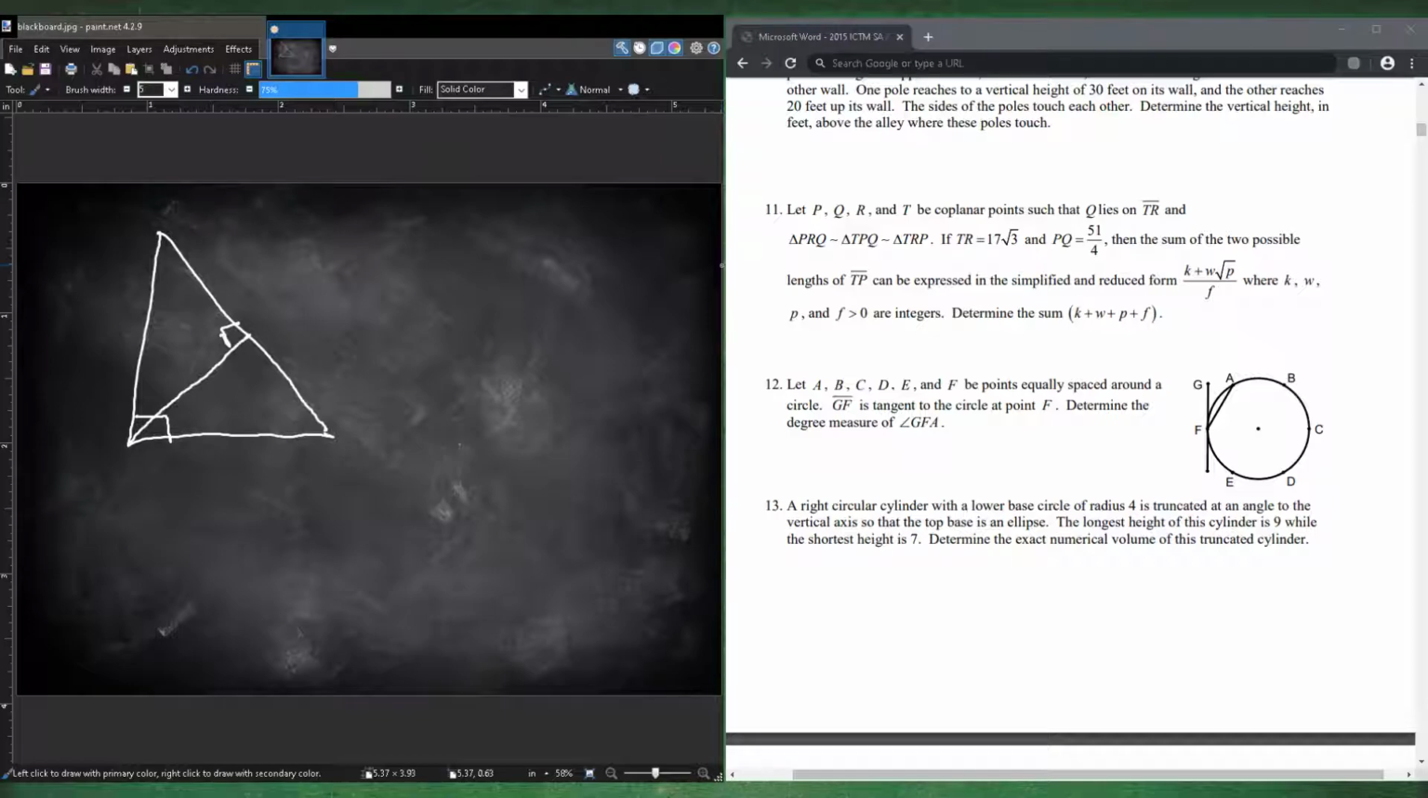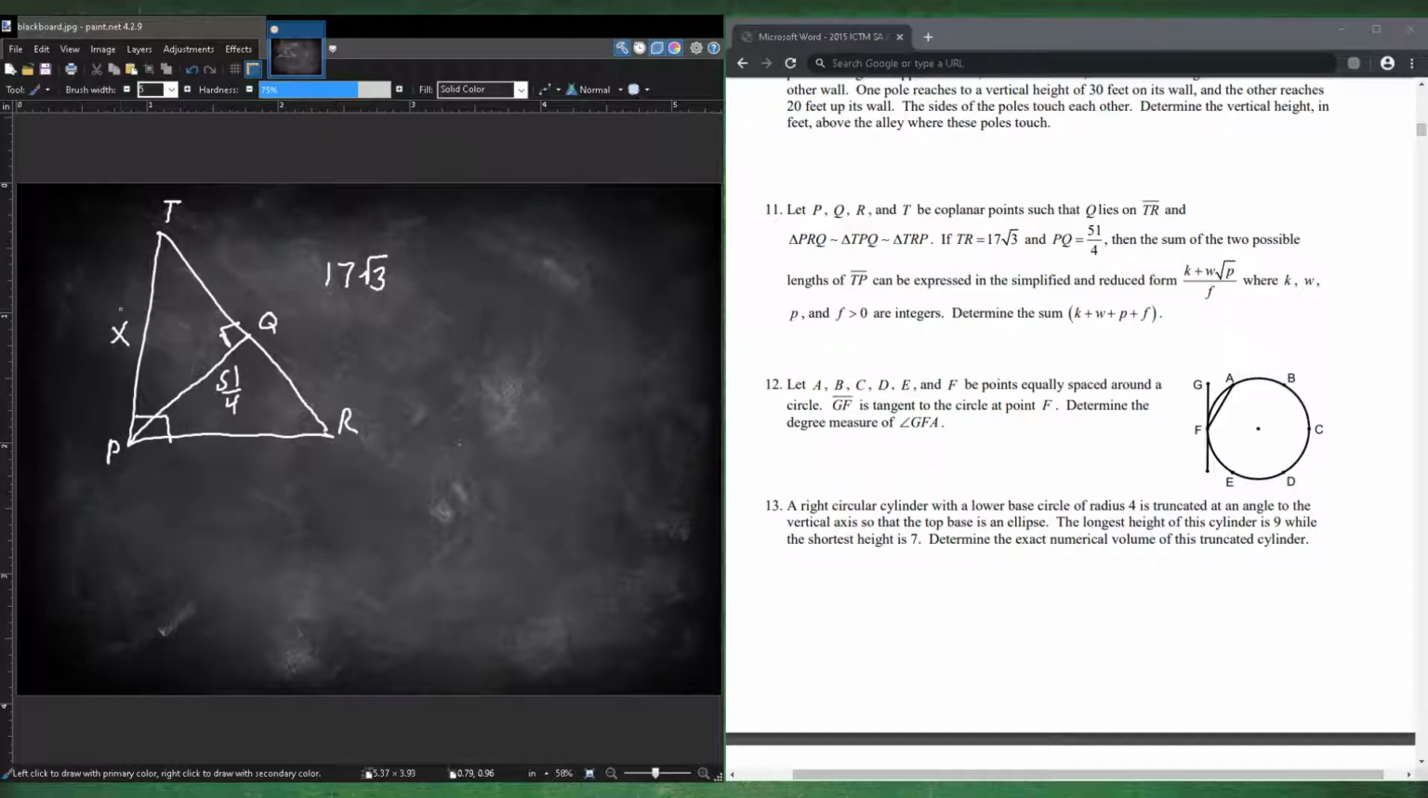So we have Q lies on TR, so let's just call this T and let's call this R, and this one's Q. This one's P. Okay, so TR is 17 square root 3, so this entire length is 17 square root 3. And PQ, so this length is 51 over 4. Determine then the sum of the two possible lengths of TP. So we need to find this length, so this is X.